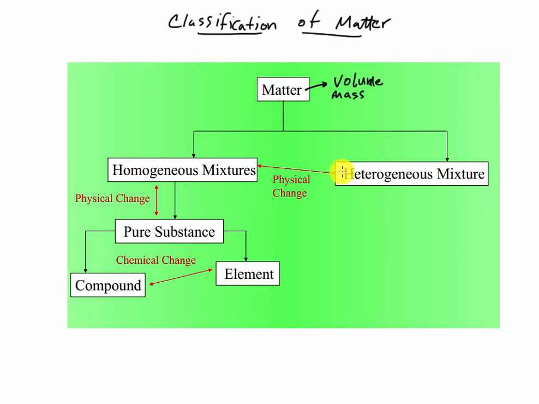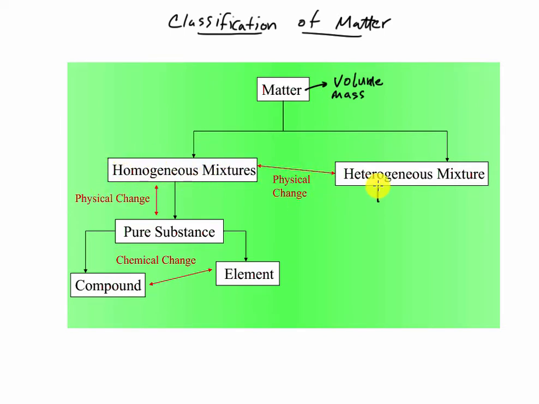Now what we can do is we can take, for example, going back to the Earth, we can separate the solid Earth from the liquid Earth. That would be using a physical change. So what we can do is we can get rid of all the water and put it together, and we would have what's called a homogeneous mixture.